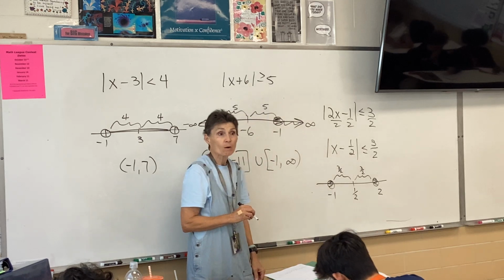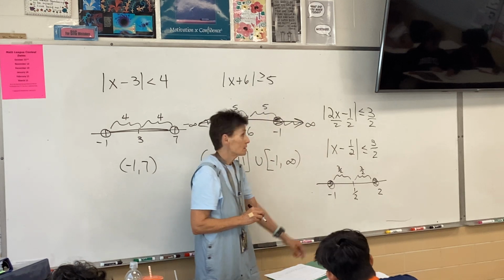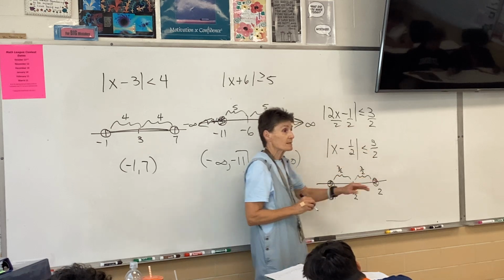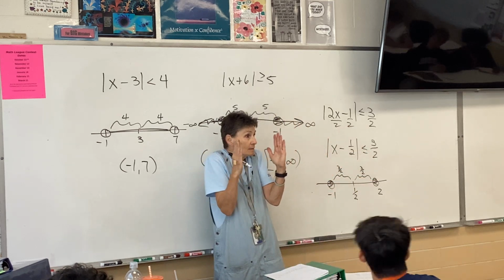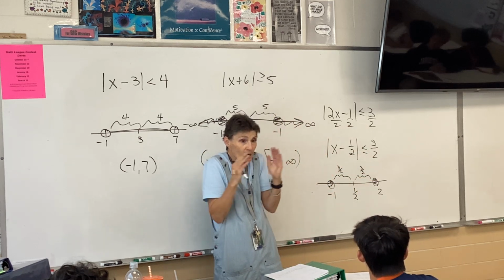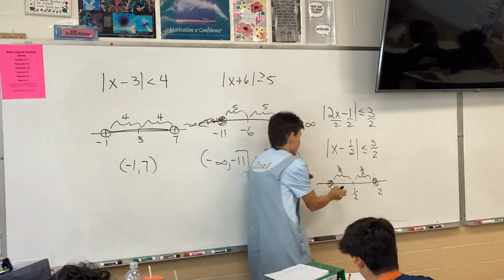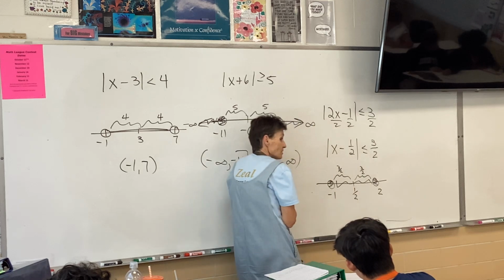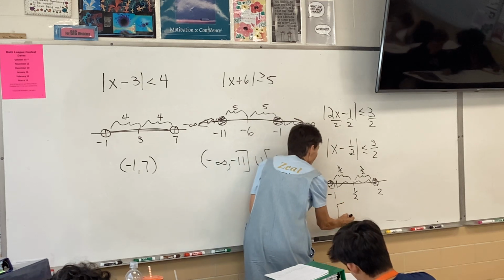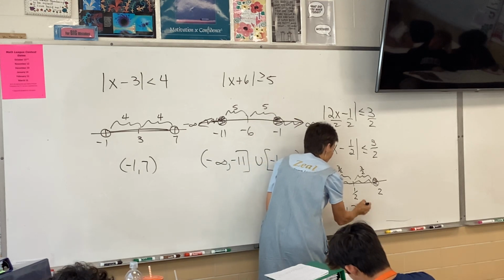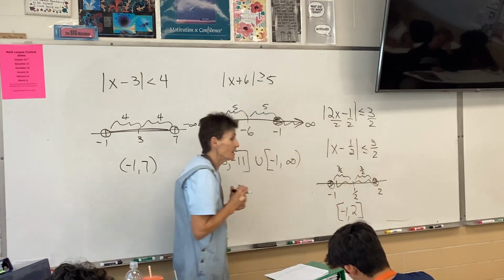And then I gotta figure out where I shade. So right here, it's a less than. Where does less than shade? Inside. So my answer, very simply, bracket -1, comma.